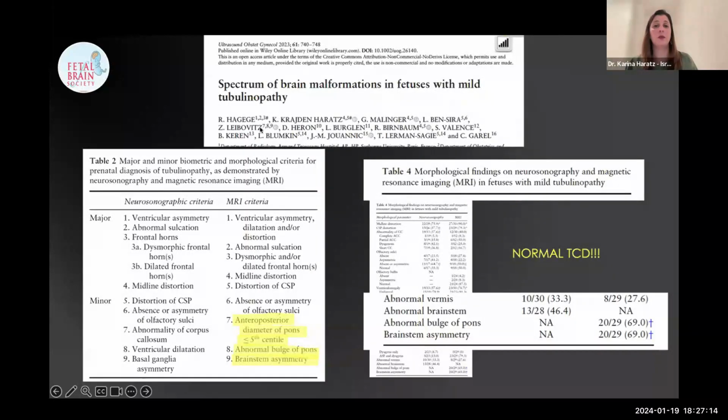And here is a recent publication together with the group of Catherine Garel showing neurosonographic and MRI criteria for a suspected tubulinopathy. We understand that there are mostly two phenotypes, the more severe like TUB-A1A and the milder ones like TUB-B3. And in many cases in the fetus, we have normal transcerebellar diameter, and we still don't have microcephaly in the fetus. Postnatally, we have microcephaly, but prenatally, we do not.